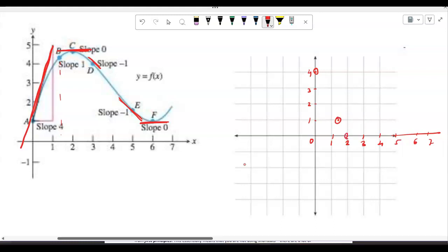At 2, the slope is 0. At 3, the slope is minus 1. 4 is also minus 1. 5 is 0. What about 4? Oh, so 4 is also minus 1. 5 is also minus 1. So 3, 4 and 5 are all minus 1? No, wait. 5 is minus 1. So even 3 is minus 1. No, 3 is not minus 1.